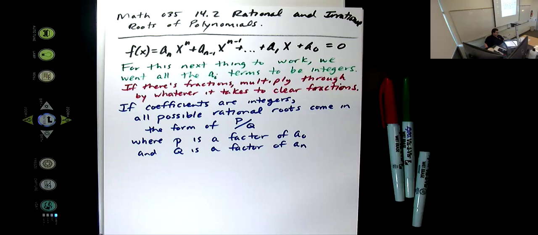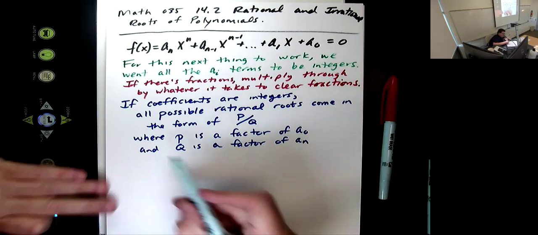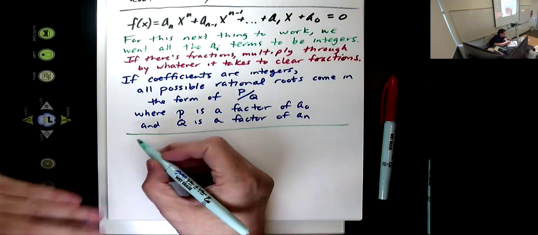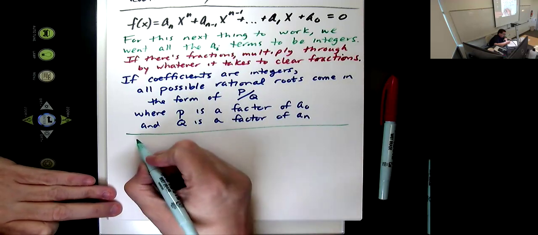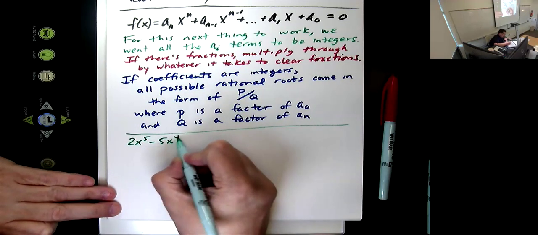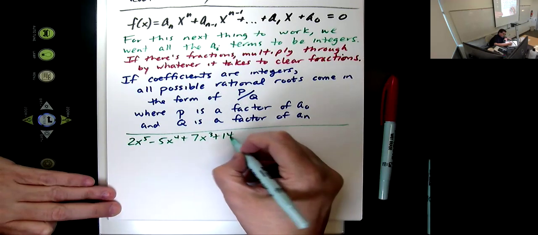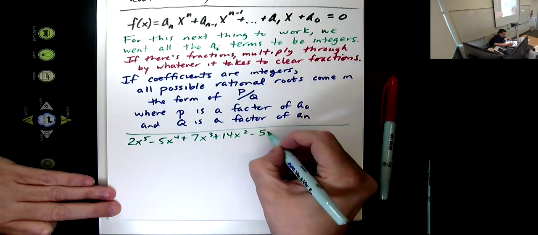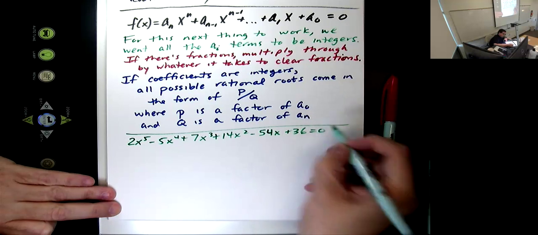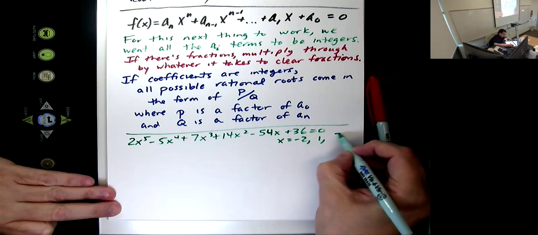Let me just take the first two. I'm going to bring up that last one we did, just to show you how this works and how we found that -2, 1, and 3/2 are on the list. So we had 2x to the 5th minus 5x to the 4th plus 7x cubed plus 14x squared minus 15 or 54x plus 36 equals 0. And we said x equals -2, 1, and 3/2 are roots.